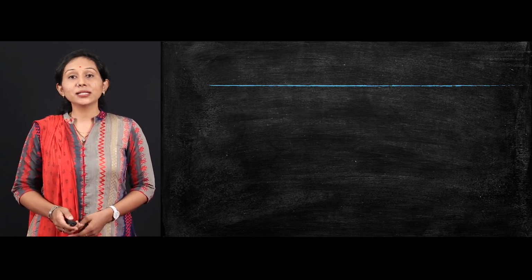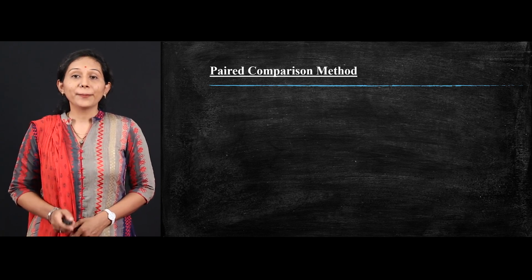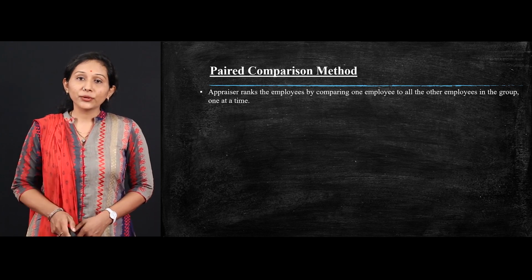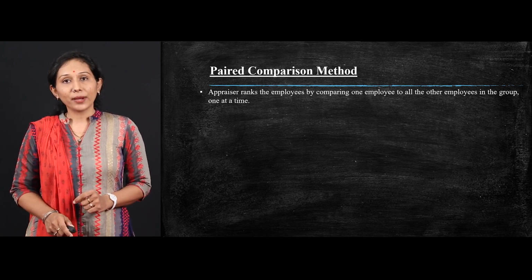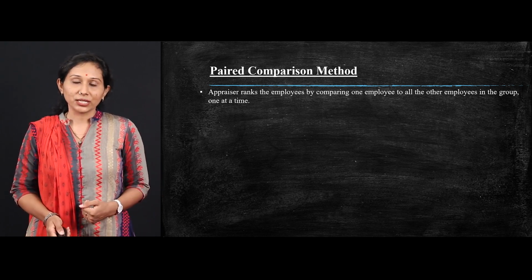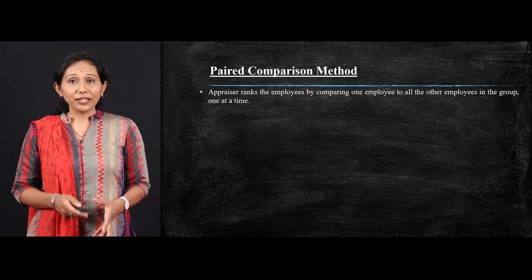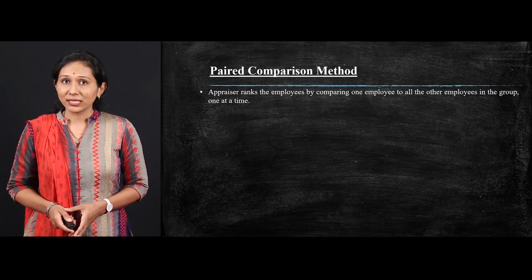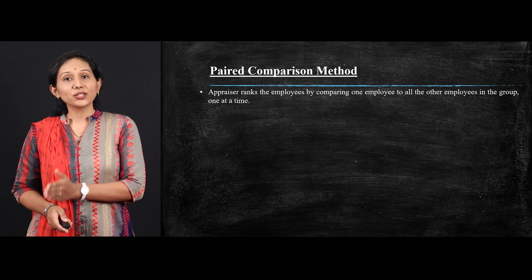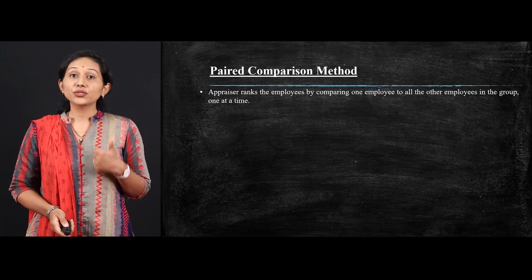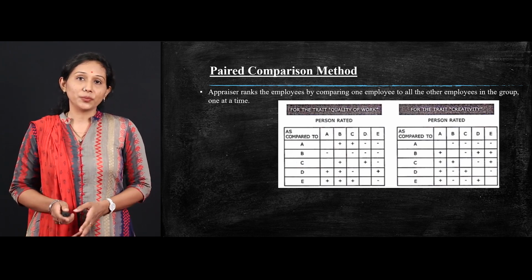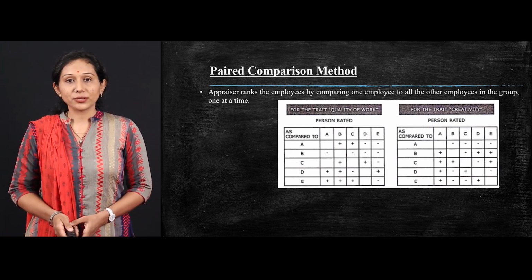Another method under these methods is paired comparison method. It is also a ranking method wherein the appraiser ranks each and every employee by comparing one employee to the rest of the employees of the organization. Here it would mean that if there are 20 employees in any organization, then the total number of comparisons would be n into n minus 1 divided by 2. That is, if there are 20 employees, there would be almost about 190 comparisons that would be done. That is a lot of comparisons.